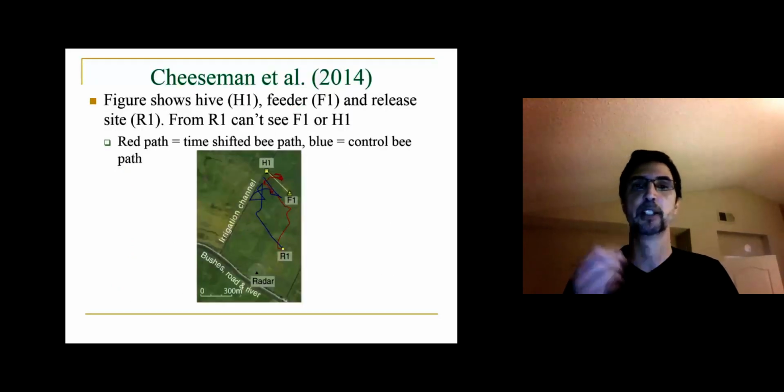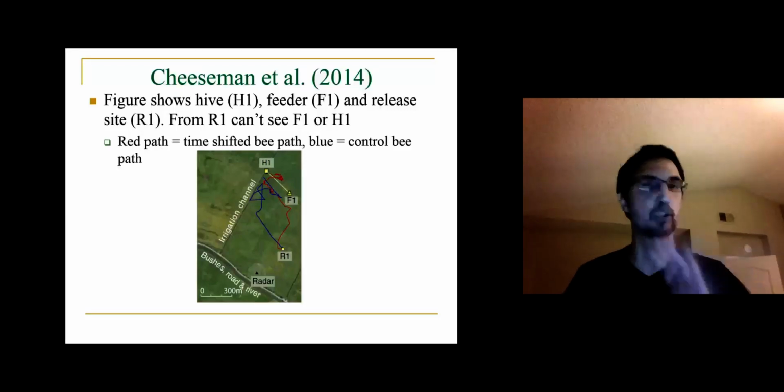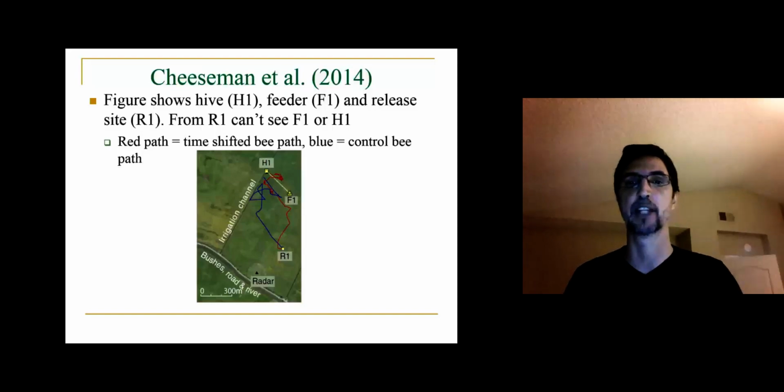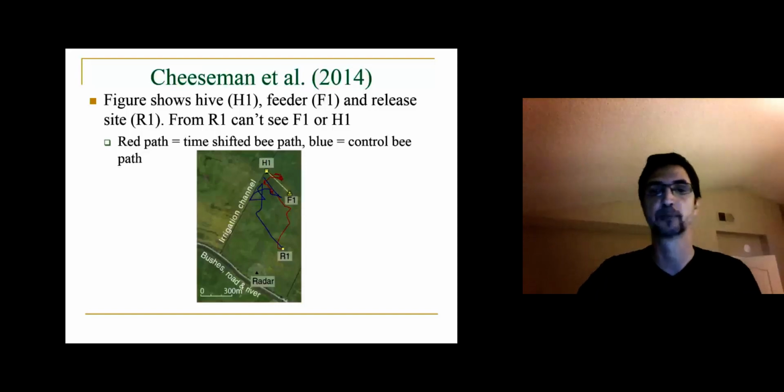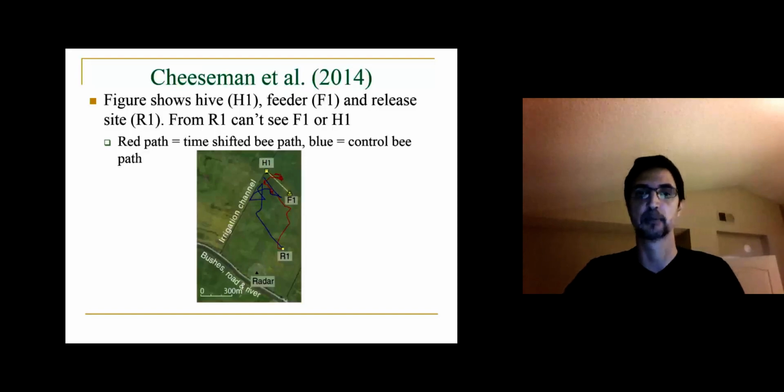Alright, so the figure helps to make this clear. The figure shows the hive at H1, and F1 is the feeder that they had been trained to feed on. They know exactly when they leave the hive what direction to fly to get to that feeder. They don't need a sun compass, they don't need anything, they know exactly which way to fly. So as they leave F1, they're captured and transferred to location R1 and released.